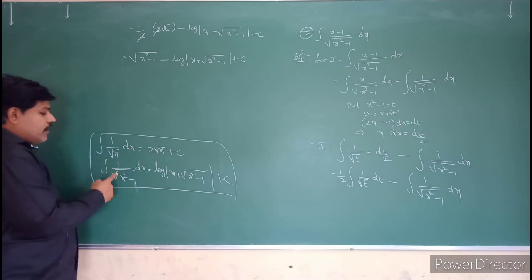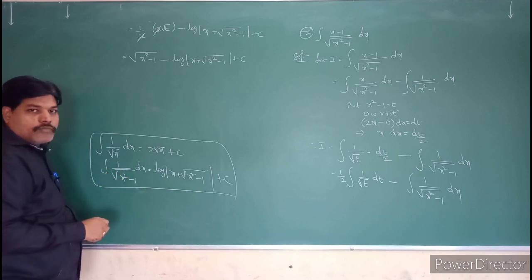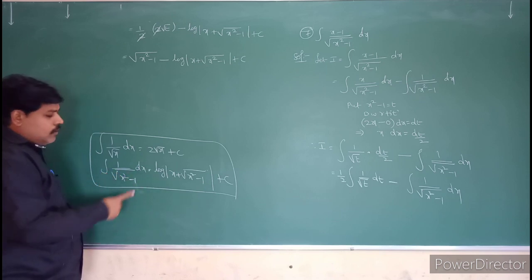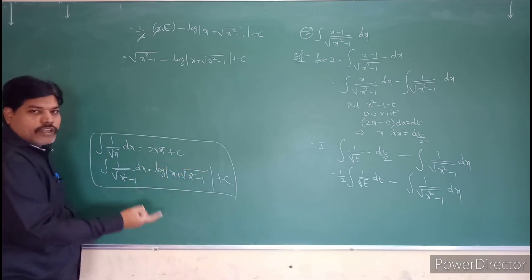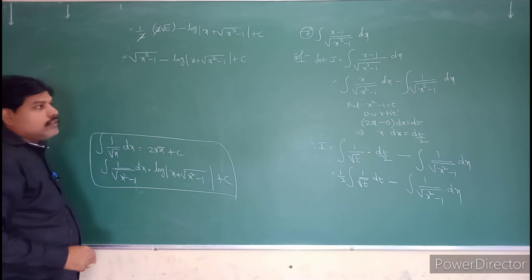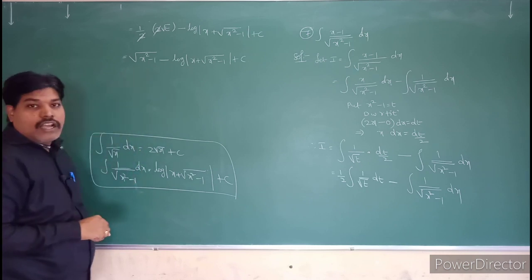Then the formula for integral of 1 by root of x square minus a square. In the place of a square you have 1. So what is the formula? Log of mod x plus root of x square minus a square, where a square is 1. So you can replace the value and you will get the answer.